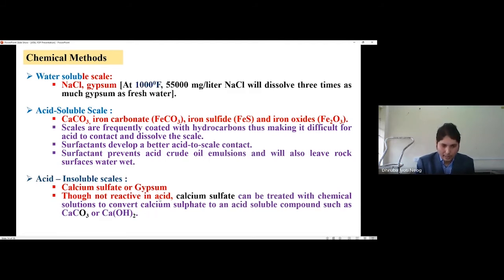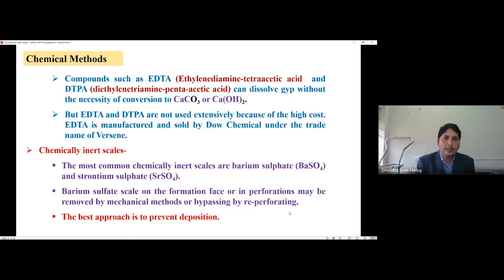Acid insoluble scales are calcium sulfate or gypsum. This type of scale requires typical treatment. It is required to first transform this scale's behavior to be soluble in different chemicals. Therefore, calcium sulfate is treated with chemical solutions to convert it to calcium carbonate, which is an acid soluble compound. There are certain other chemicals, like EDTA and DTPA, which do not require any conversion, but they are highly expensive, and therefore they are not widely used.